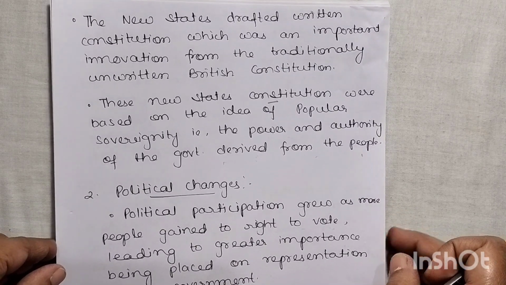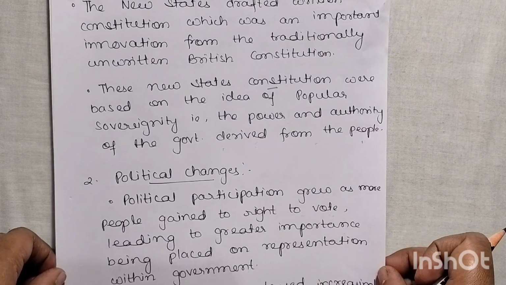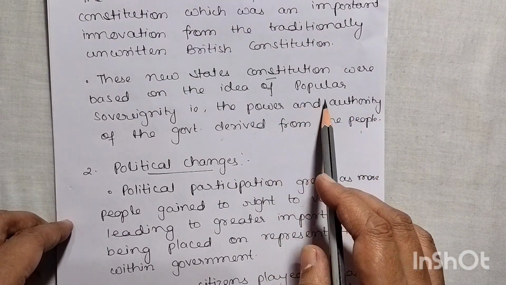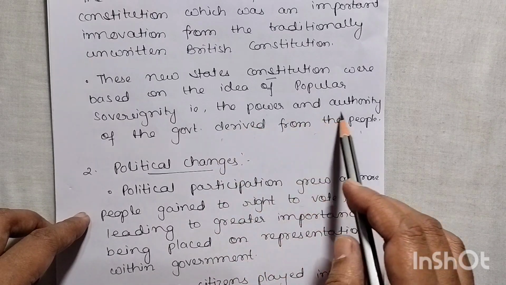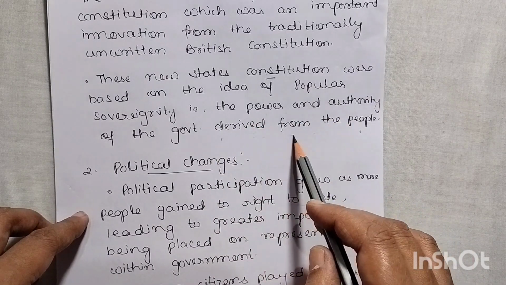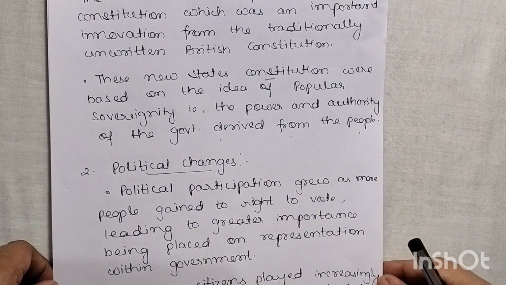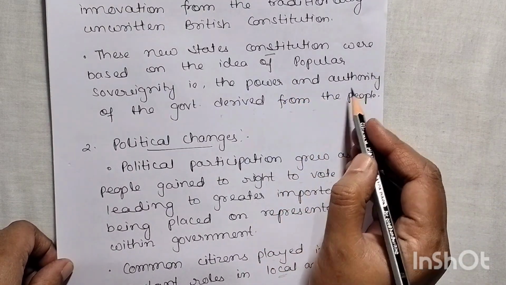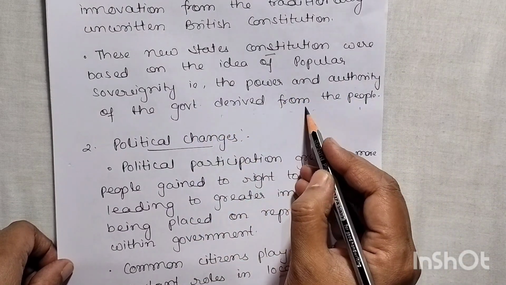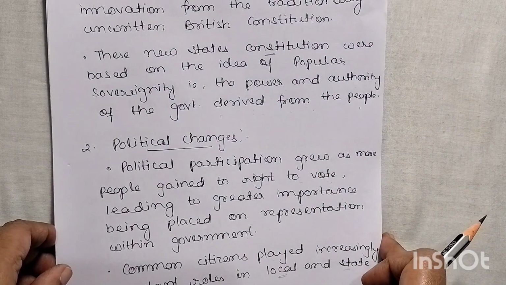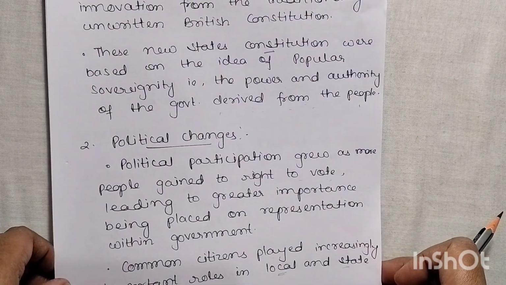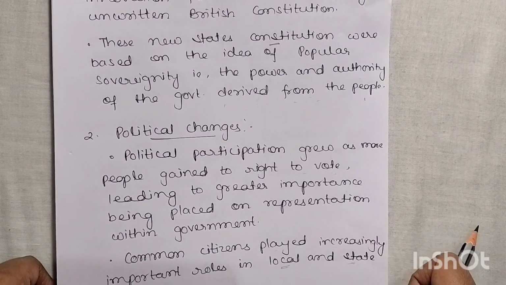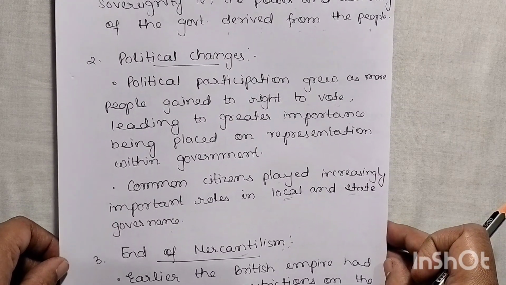So, now what happened? A new written constitution has been framed. These new states' constitutions were based on the idea of popular sovereignty, that is, the power and authority of the government derived from the people. Now, the main part is that in this constitution, the power and authority of the government will be derived from the people. So, the people will participate in the formation of the government. This is the very important change that we have seen after the American Revolution.